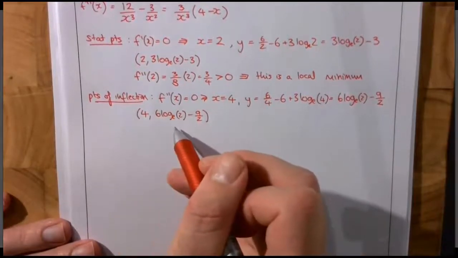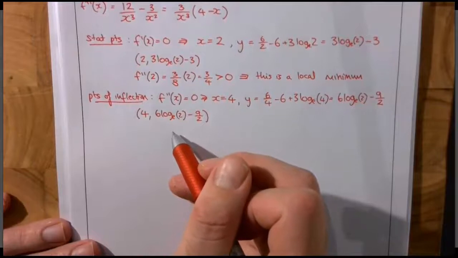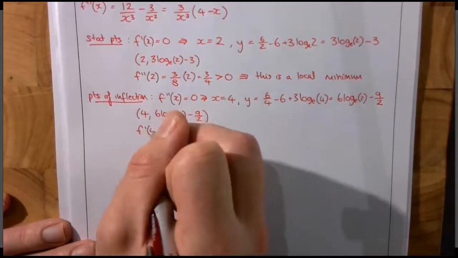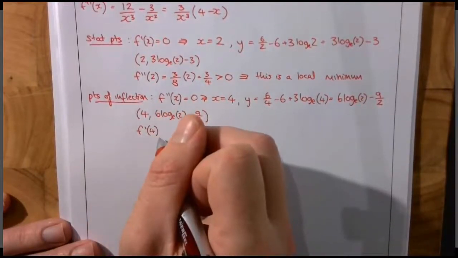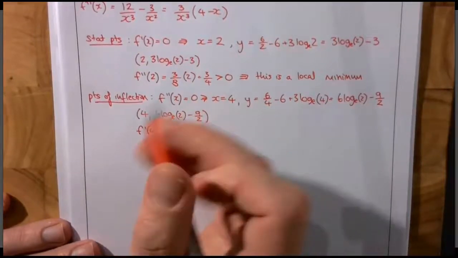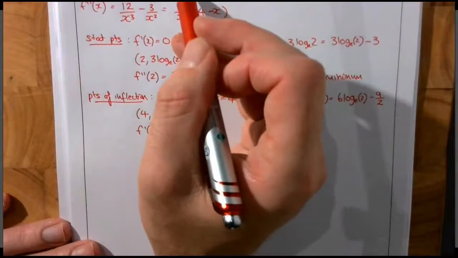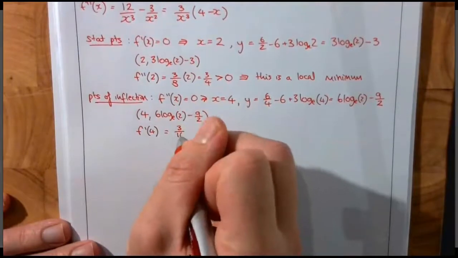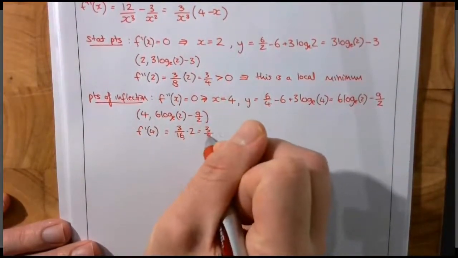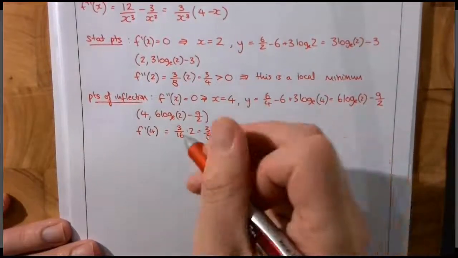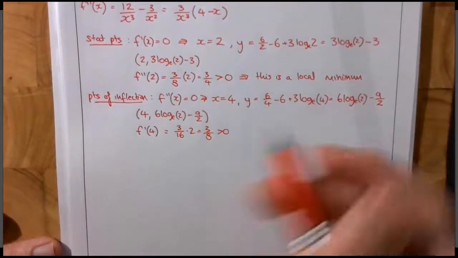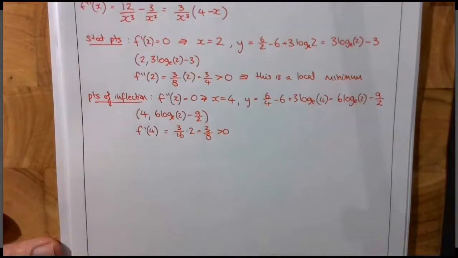And at a point of inflection, what is going to be interesting to us is what the gradient is at that point. So at this point, f dash of 4 is going to be, substituting in 4 here, I get 3 over 4 squared, which is 16, times by 2, so 3/8, which is greater than 0. So I'm looking at a positive gradient with a point of inflection, giving me some key information about what's happening there.